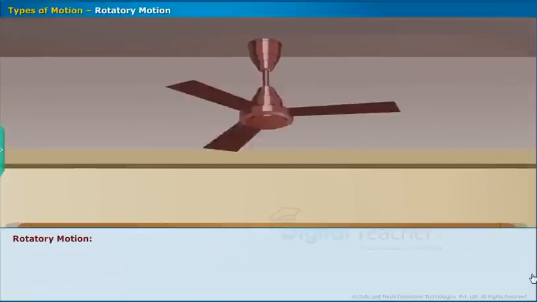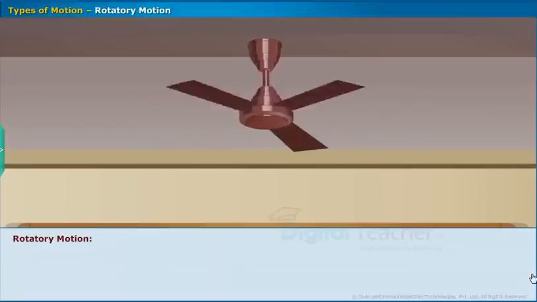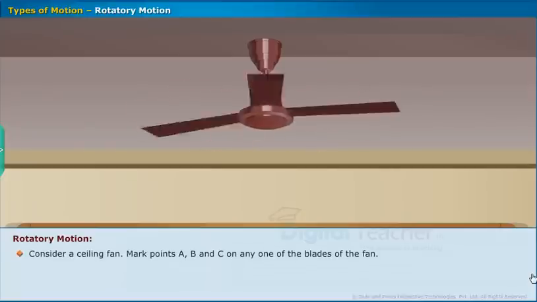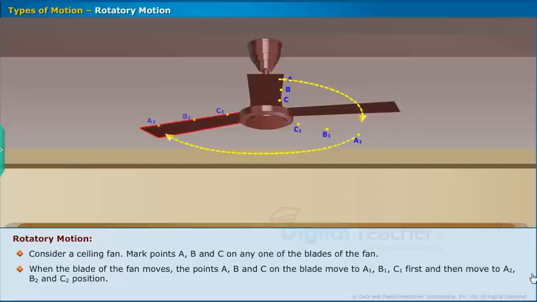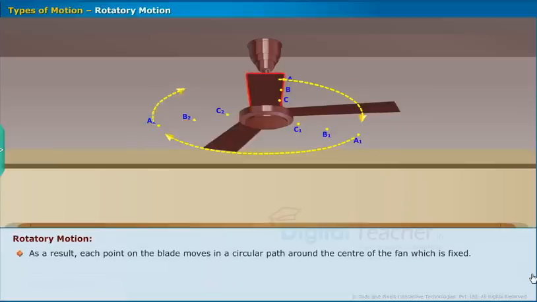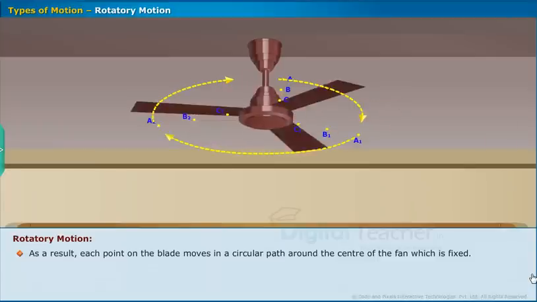Now, we are going to study about the rotatory motion. Consider a ceiling fan. Mark points A, B, and C on any one of the blades of the fan. When the blade of the fan moves, the points A, B, and C on the blade move to A1, B1, C1 first, and then move to A2, B2, and C2 position. As a result, each point on the blade moves in a circular path around the center of the fan, which is fixed.